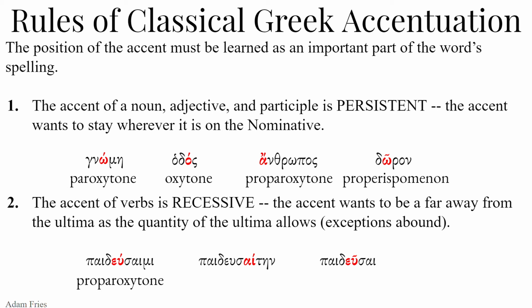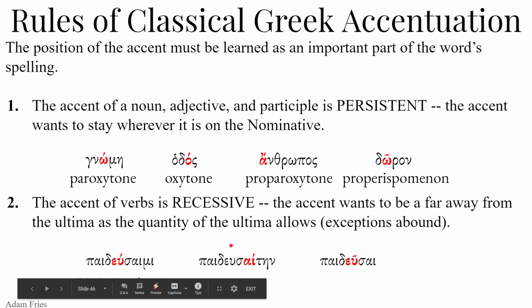Now, if the ultima is long, like in paideosyten, then the acute can't go back that far. Because of Greek rules, the acute is not allowed to jump back to the antepenult if the ultima is long. It is not allowed to do that. The long ultima drags that acute that would be on the antepenult to the penult. So this word is going to be a paroxytone.